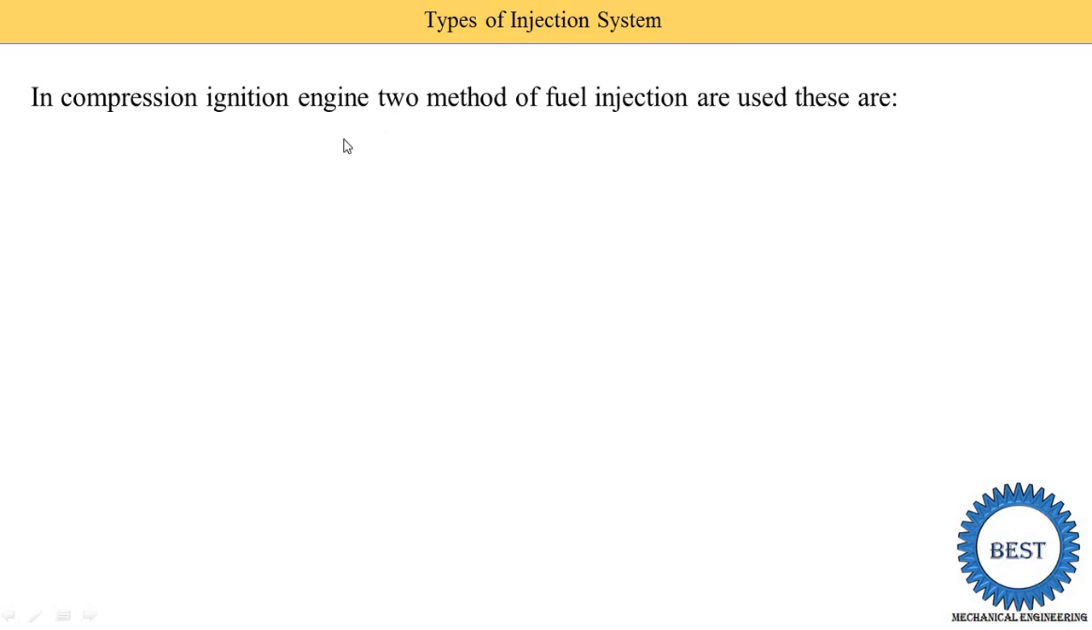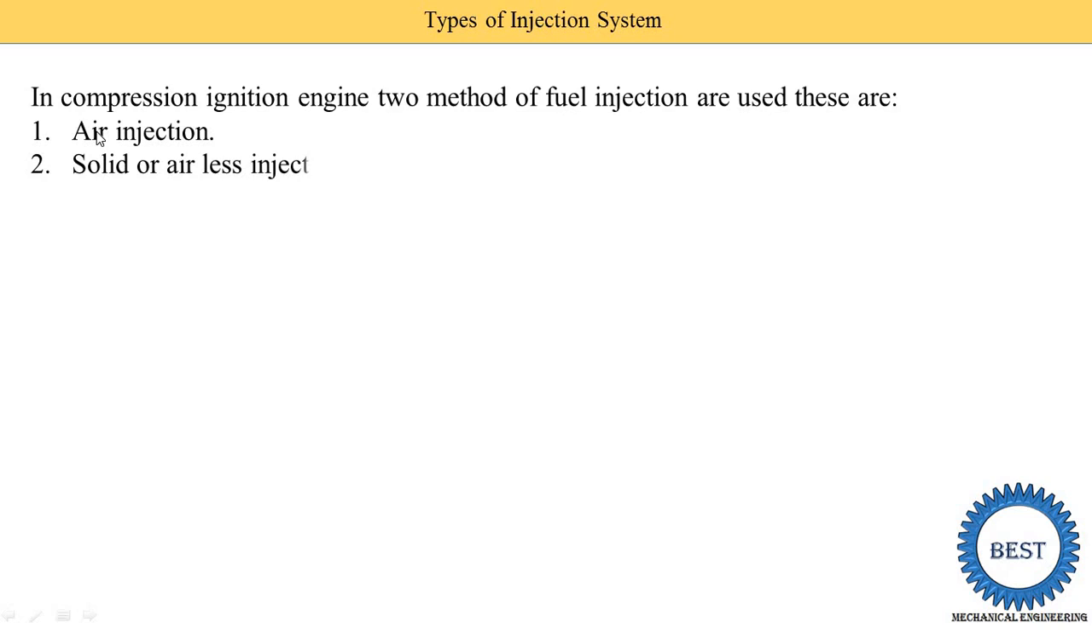In a compression ignition engine, two methods of fuel injection are used. First system is the air injection system. From the name we can understand, air injection means air is used to inject the fuel inside the cylinder. So what are we injecting inside the cylinder in a diesel engine? We are injecting the diesel. So diesel is injected into a cylinder by using air. That is known as the air injection system.